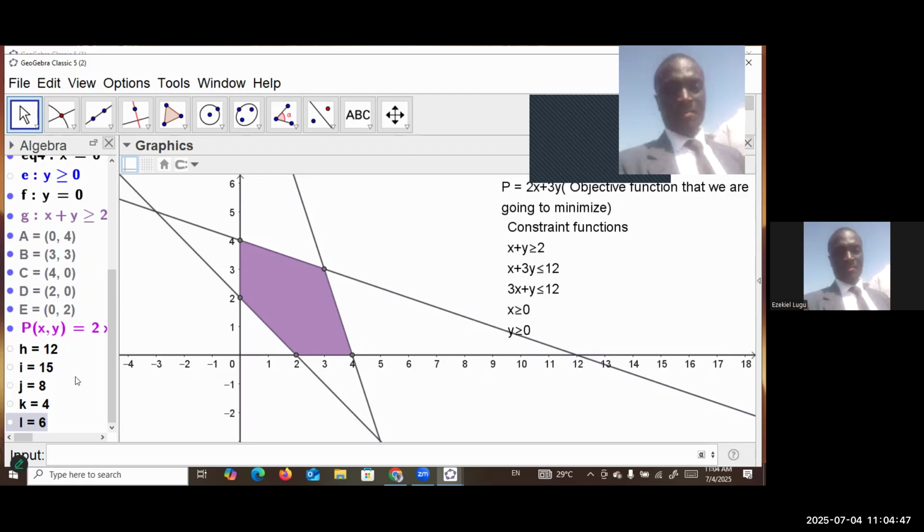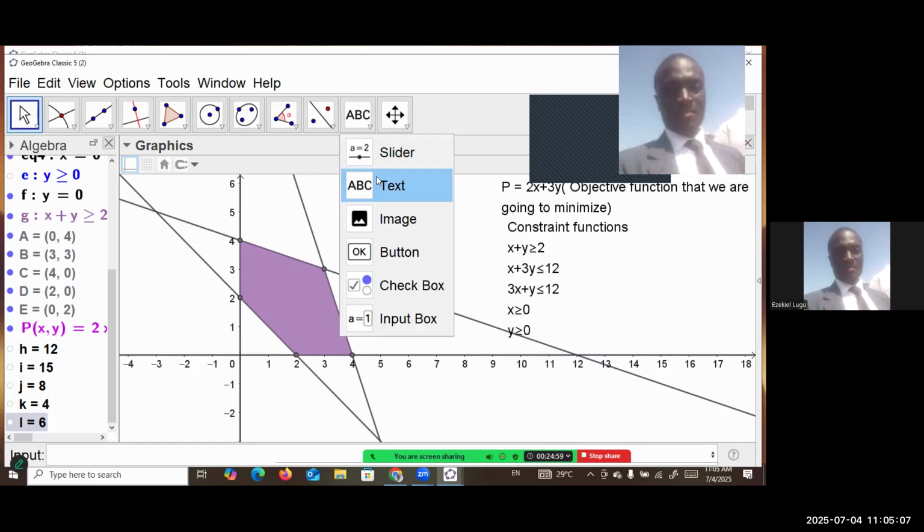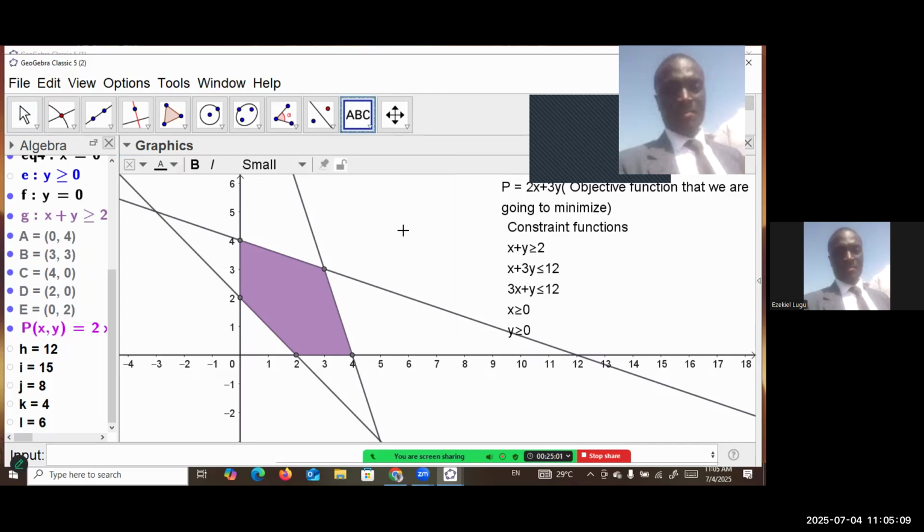2x plus 3y is 4, right? And that 4 happens at the point D. So our minimum value is 4, and it occurs at the point D. That's 2, 0. So let me just mean the answer to this. The answer.